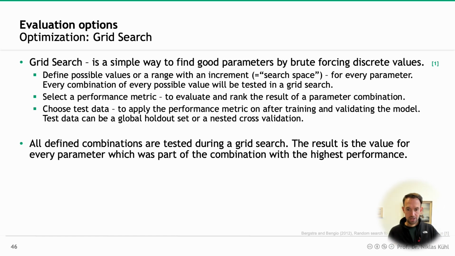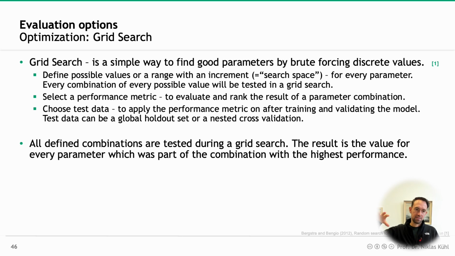You will need, as part of that, it's one line in Python code, to select a performance metric. So what's the single performance metric that you want to optimize for? Again, careful with accuracy. And then choose a test data set that will be used to validate the model. This can be either a so-called global holdout set, something that you set apart at the beginning and moved away, or you can use a nested cross-validation, which I'll get to in a second.